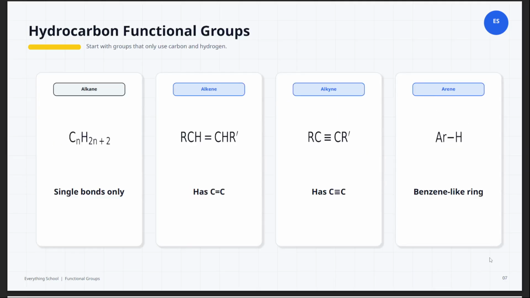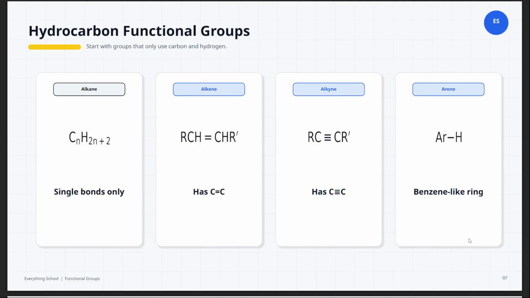We start with hydrocarbons, which only contain carbon and hydrogen. An alkane has only carbon-carbon single bonds. An alkene has at least one carbon-carbon double bond. An alkyne has at least one carbon-carbon triple bond. An arene is an aromatic ring, with benzene as the most common starting example. These groups are important because they describe the carbon framework before we add oxygen, nitrogen, sulfur, or halogens.